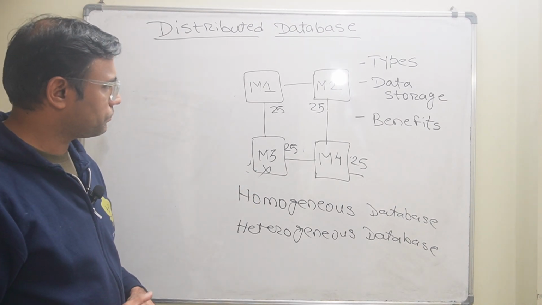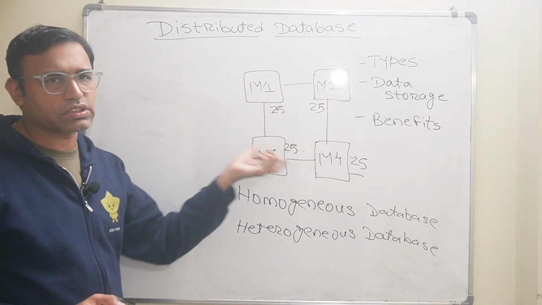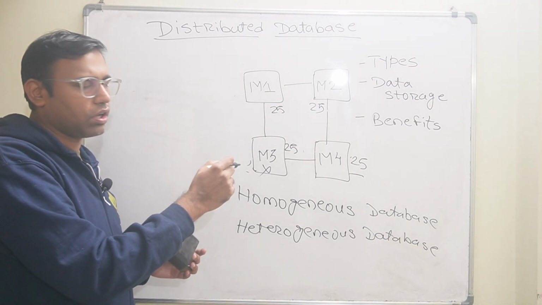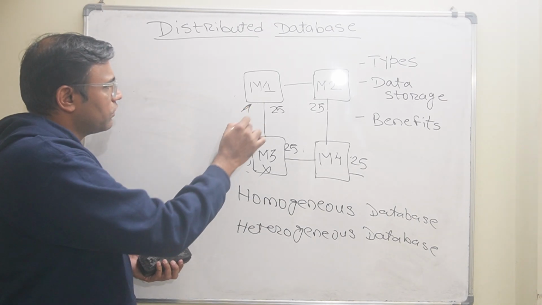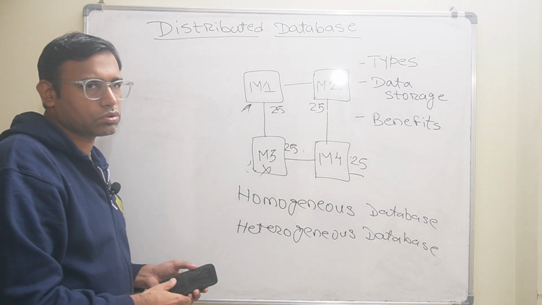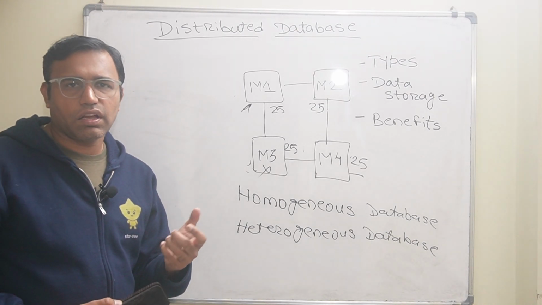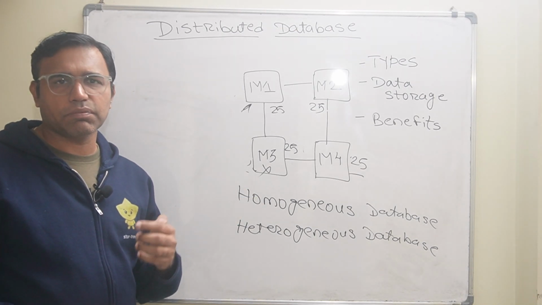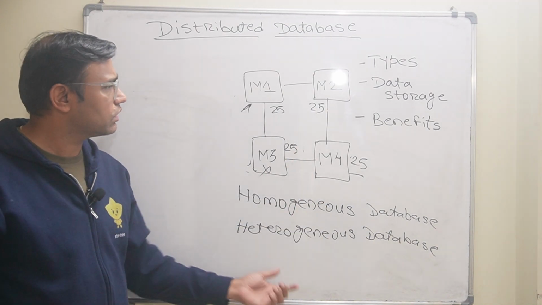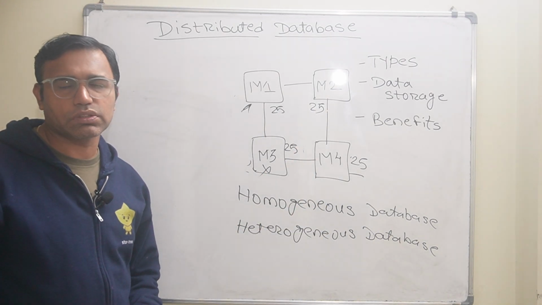And then communication cost can be reduced. Suppose a query is fired and all the data is extracted through machine M1, so there is no need to go through machine M2, M3 and M4. So cache can be created and then data can be extracted much faster. So communication cost can be reduced. So these are the advantages of distributed database.